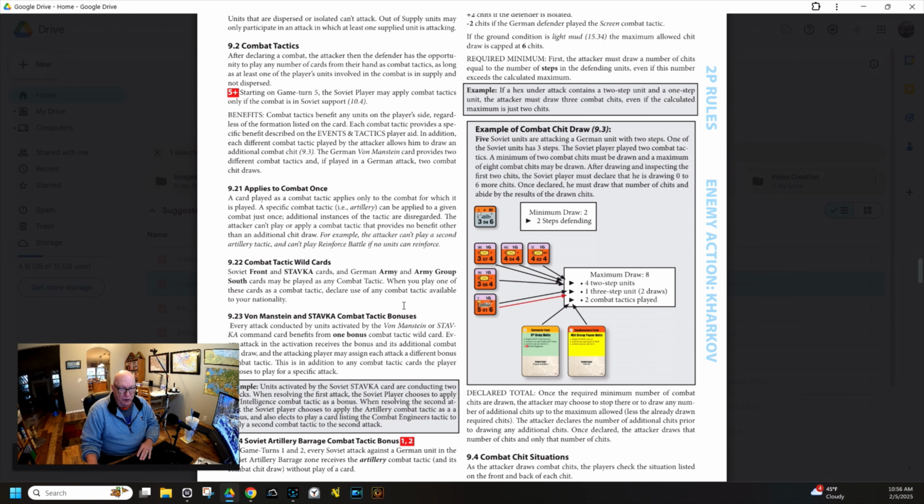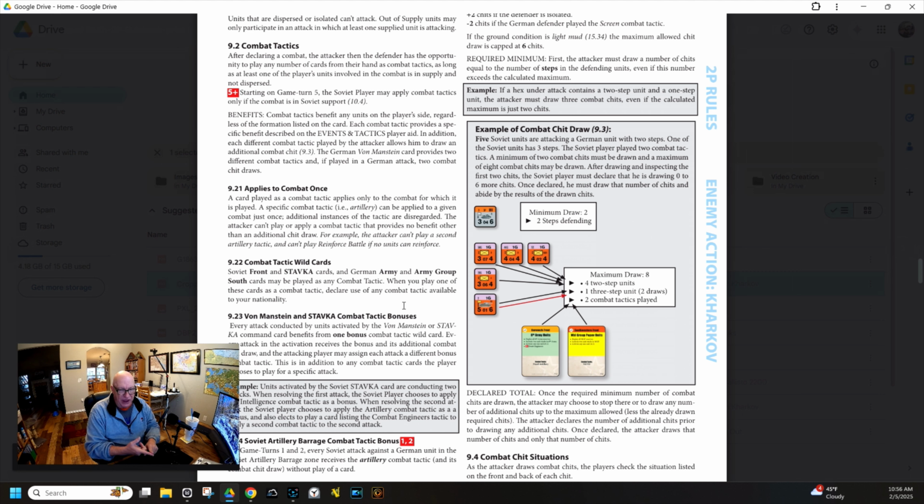So, applies to combat once. A card played as a combat tactic applies only to the combat for which it is played. A specific combat tactic, i.e. artillery, can be applied to a given combat just once. Additional instances of the tactic are disregarded. The attacker can't play or apply a combat tactic that provides no benefit other than an additional chit draw. For example, the attacker can't play a second artillery tactic and can't play reinforced battle if no units can reinforce. So you have to be able to utilize the card.